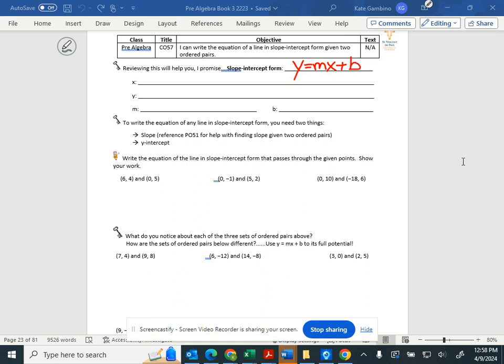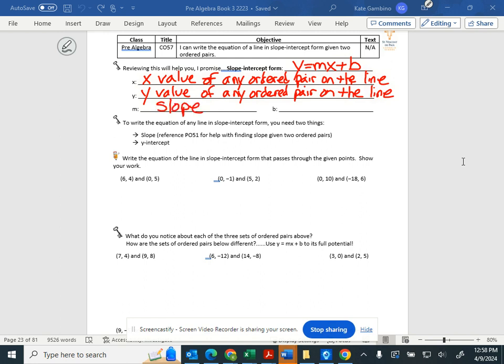What is the x? X value of any ordered pair on the line. So that means the y is what? Y value of any ordered pair on the line. What is the m? Slope. What is the b? The y-intercept.